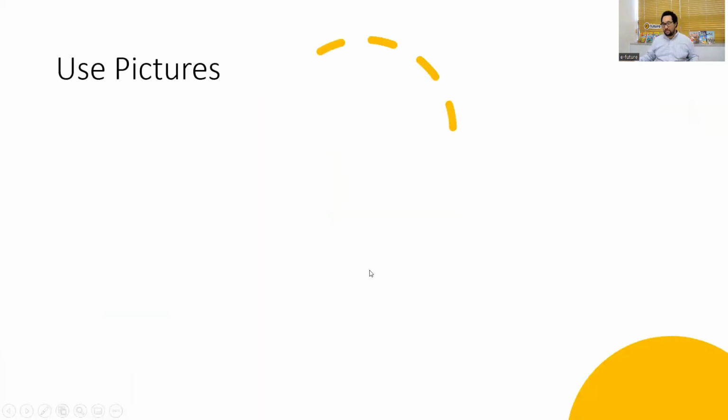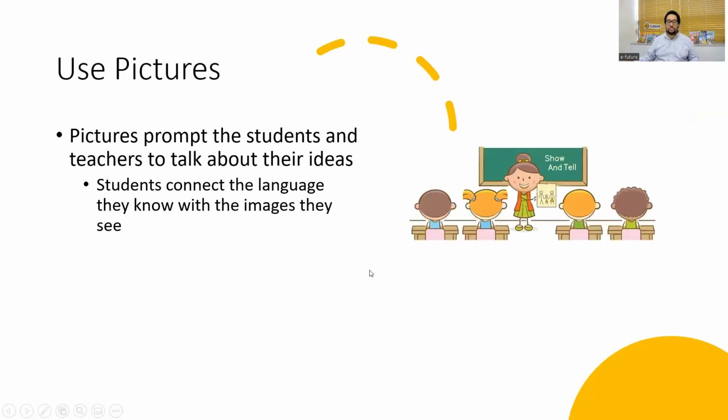Use pictures often. The pictures prompt the students and the teachers to talk about their ideas. Just like we did with the warm-up, as you saw, there are so many different questions that you can ask, and so many different things to talk about with a very simple picture. It helps the students connect the language that they already know with images.